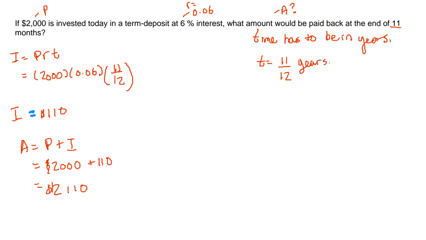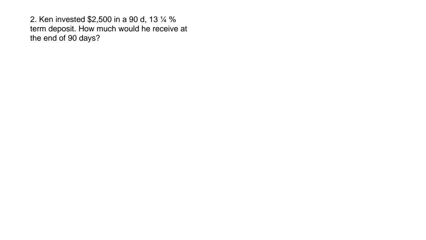Okay, let's look at one with days instead. And then I would like to give a list of all of the conversion factors that you might need to know. I can't remember if it's given in the book, but sometimes you need to convert from days to years or weeks to years or bi-weekly to years. We will talk about this more when we get into the compound interest portion. Ken invested $2,500 in a 90-day 3.25% term deposit. How much will he receive at the end of 90 days?